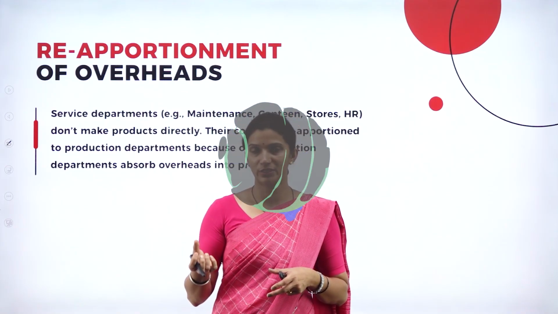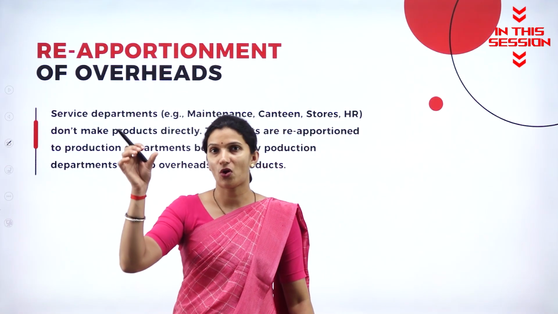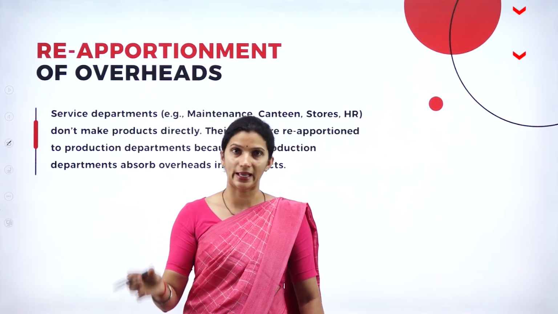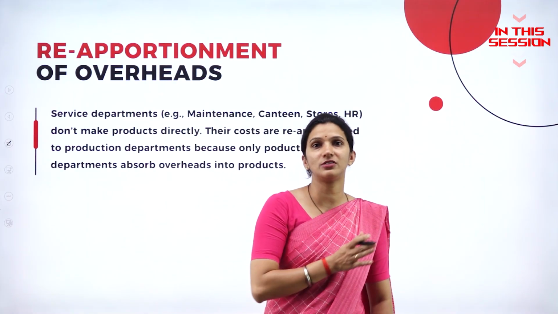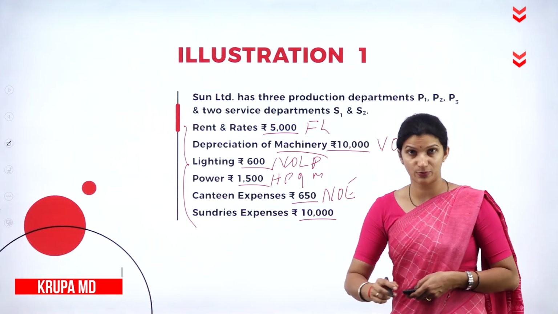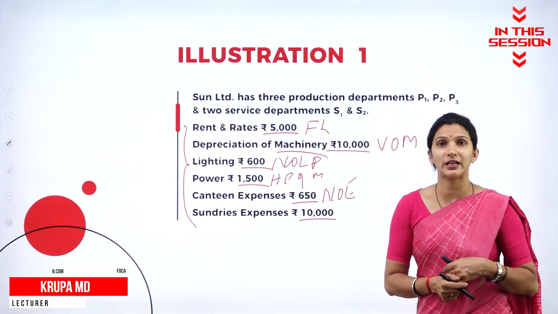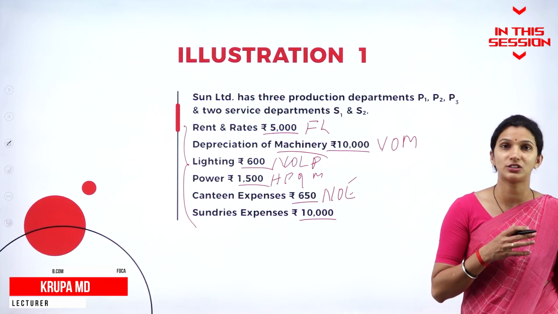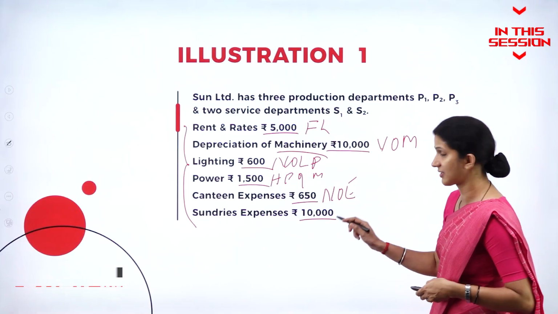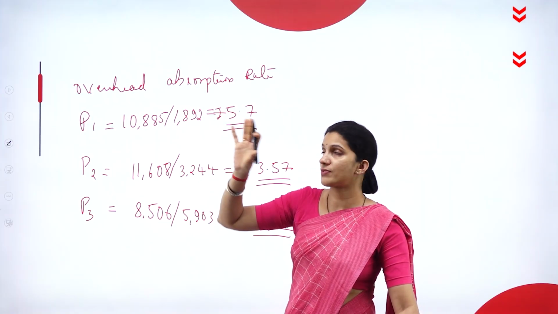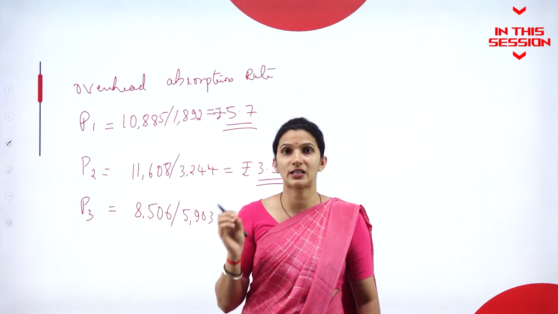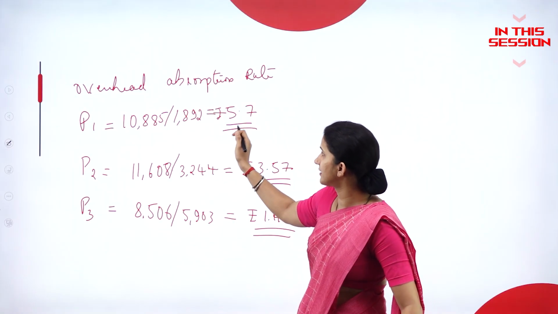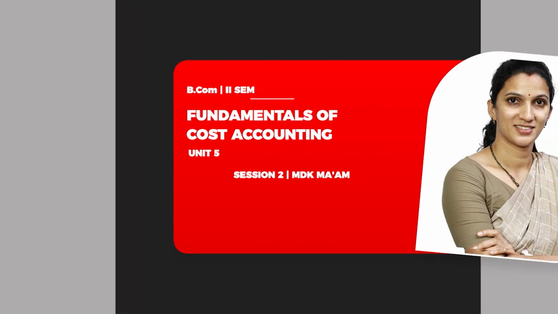So in the reapportionment cost, what we are going to do is reallocate the service department overheads to the production department. Sundry expenses are usually other general-related overheads, so we have sundry expenses. These calculations we will do only when the working hours or the productive working hours are given in the question, so that we can calculate the absorption rate.